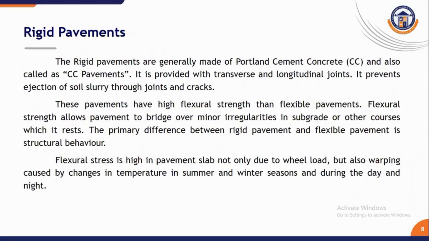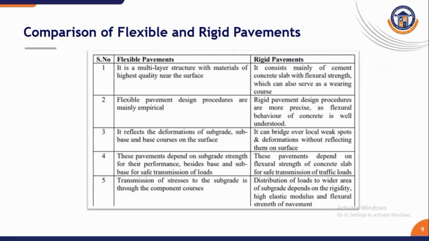Now the rigid pavement. Rigid pavements are made from Portland cement concrete and are often referred to as conventional cement pavement. They include transverse and longitudinal joints that prevent movement of soil slurry and reduce cracking. These pavements offer high flexural strength, allowing them to bridge minor irregularities in the base or subgrade. Unlike flexible pavements, rigid ones distribute load over a wider area and are also affected by thermal stresses due to temperature variations.